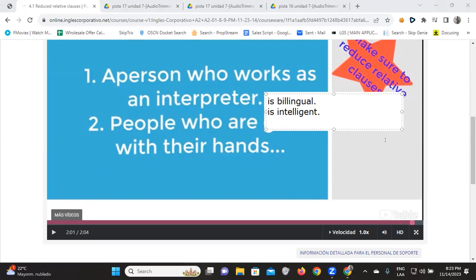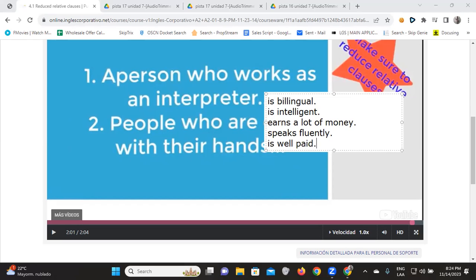A person who works as an interpreter, what else can I say? Earns a lot of money. Because it's good salary. What's another example? Speaks fluently. Very good. Another example? A person who works as an interpreter. Another example. Is well paid. Okay. Very good.